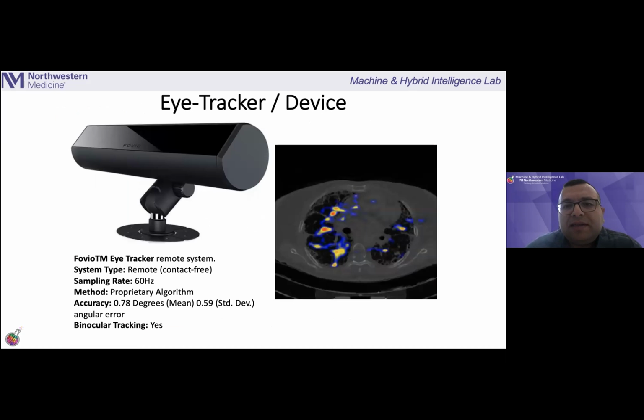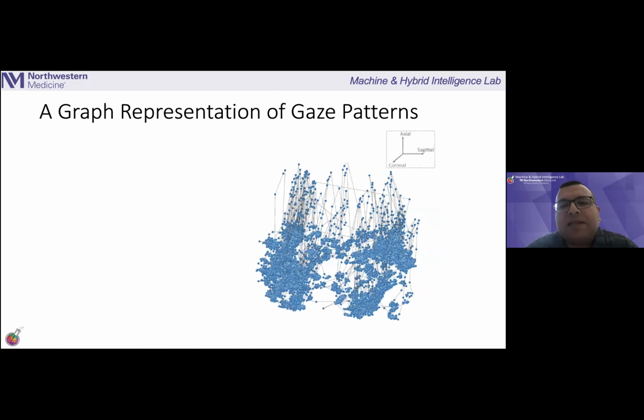So this eye tracker device produces something like this map. But we want this map. This is the biological attention map, right? So we want this map to be integrated into the AI algorithm. In order to do that, we need to represent the data in a quantitative way. So we started to represent this data as a graph.